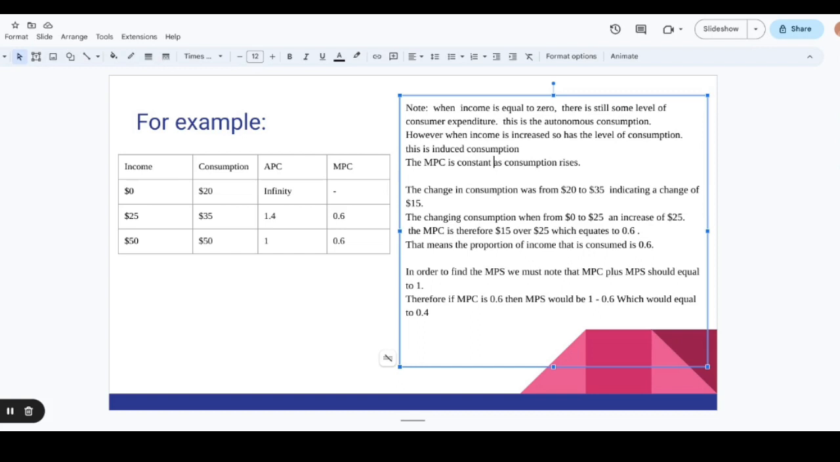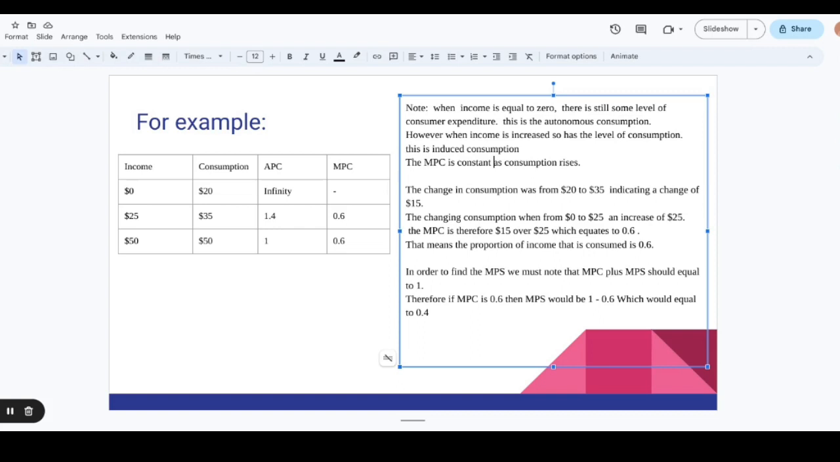Now if we were supposed to get the MPS, it would be the MPC. All right, so sorry. So for MPS, we want to calculate the marginal propensity to save now. It's not in the diagram, but I'm going to tell you how you do it. Now, we should note that marginal propensity to consume and marginal propensity to save is going to be equal to 1.